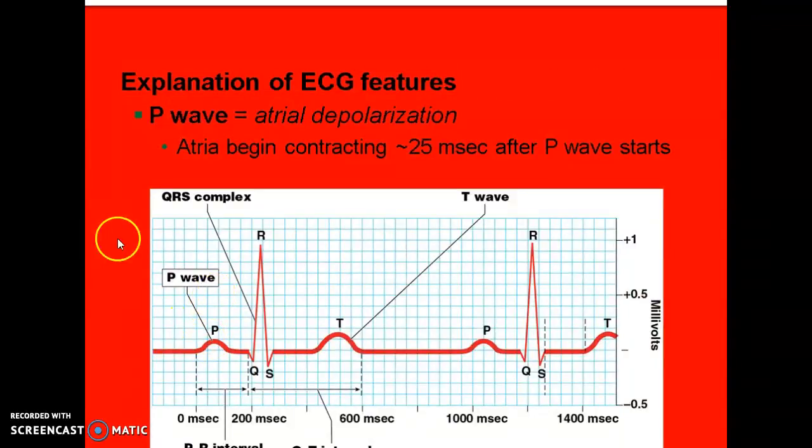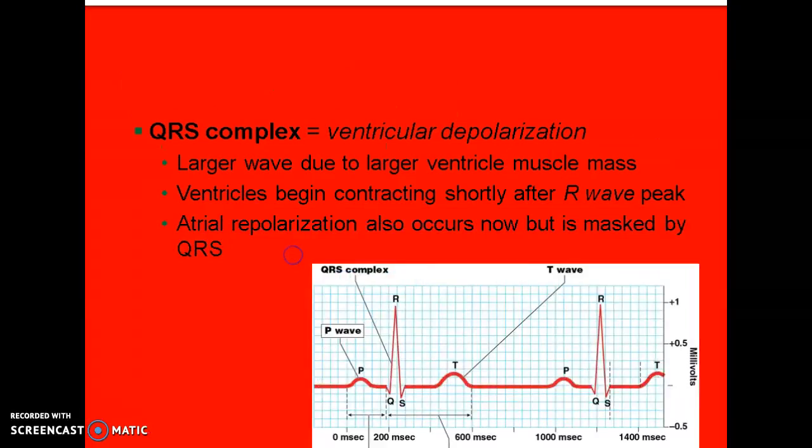But what you'll see in a normal pattern is this complex here that starts with P and goes to T. That's the PQRST. And P represents atrial depolarization. The atria begin contracting about 25 milliseconds after the P wave begins.